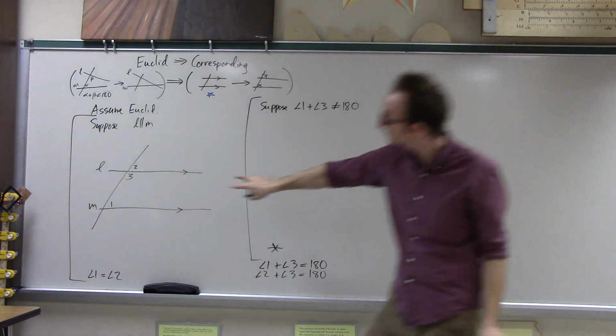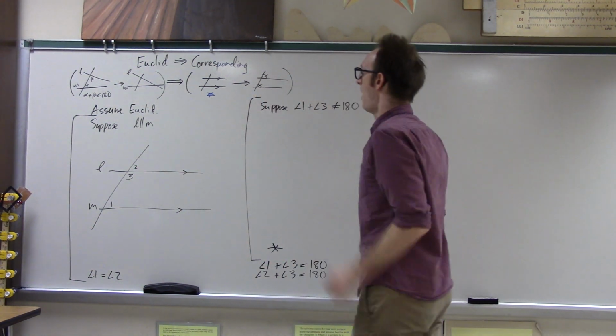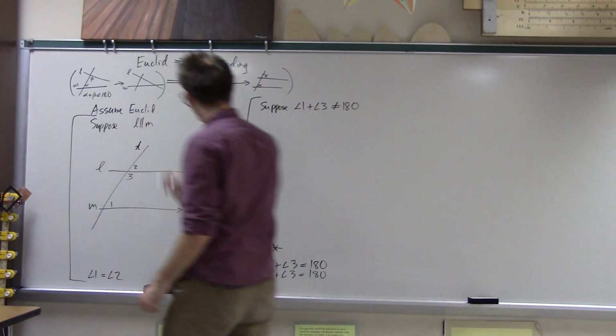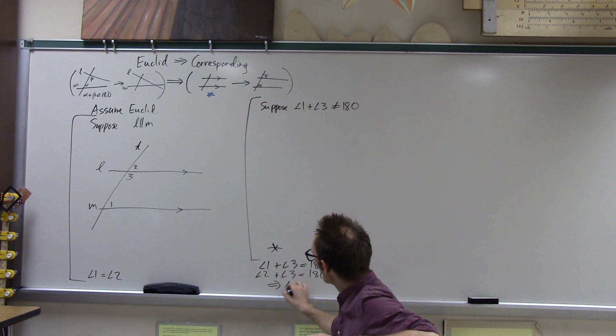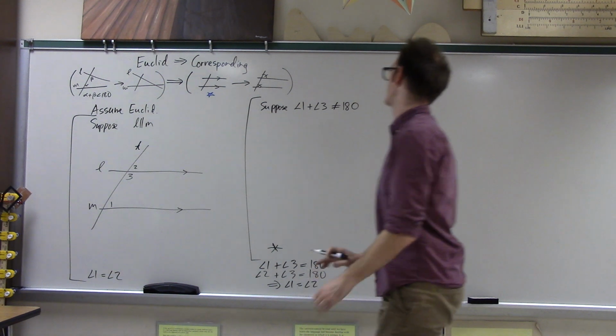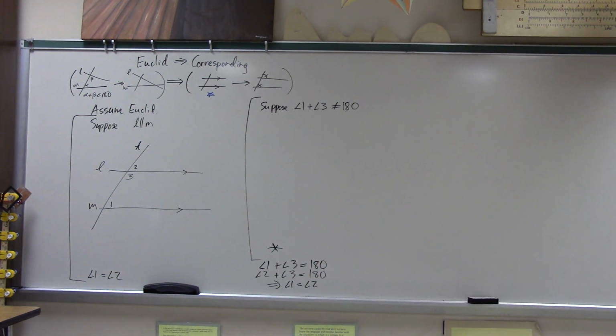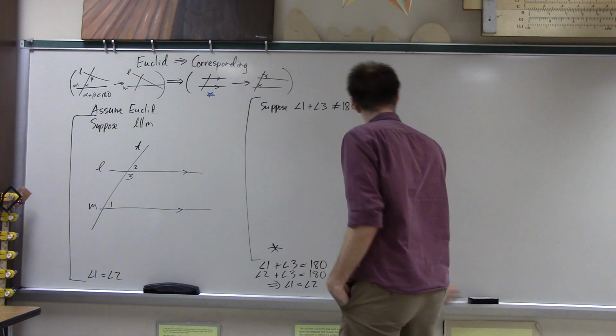That's just a fact, because they make a line, this transversal T. Then I conclude from this that angle 1 equals angle 2, which completes the proof. Okay, so all I have to do is show that the supposition that 1 plus 3 is not 180 leads to a contradiction. Well, it just does.